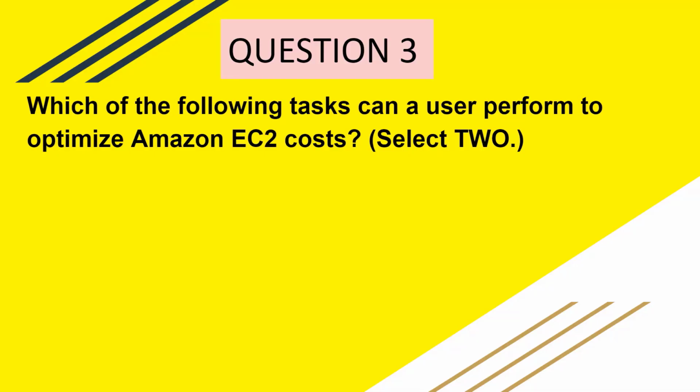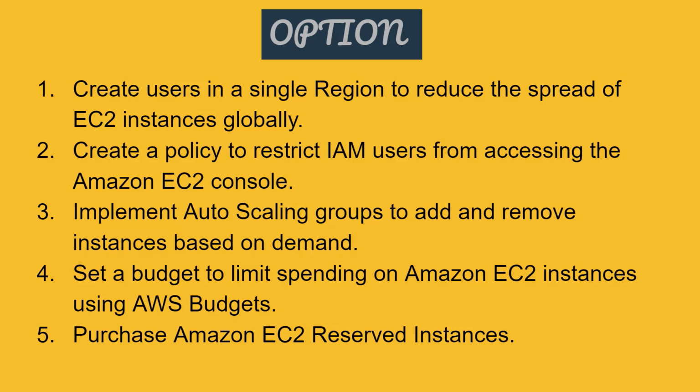Question 3. Which of the following tasks can a user perform to optimize Amazon EC2 costs? Select 2. Option 1. Create users in a single region to reduce the spread of EC2 instances globally. 2. Create a policy to restrict IAM users from accessing the Amazon EC2 console. 3. Implement auto-scaling groups to add and remove instances based on demand. 4. Set a budget to limit spending on Amazon EC2 instances using AWS Budgets. 5. Purchase Amazon EC2 reserved instances.